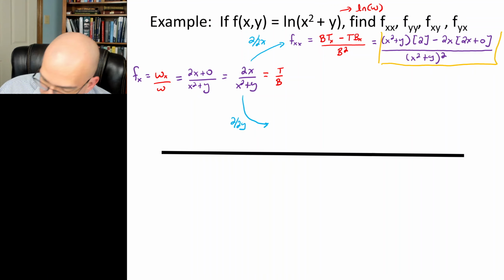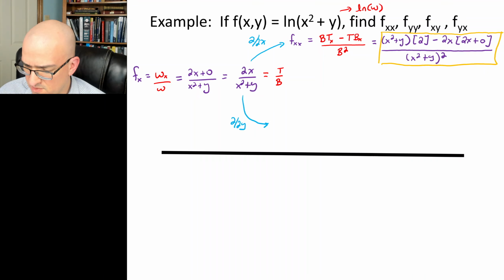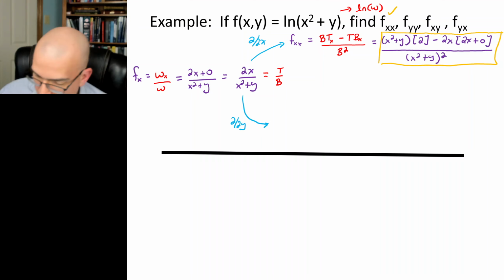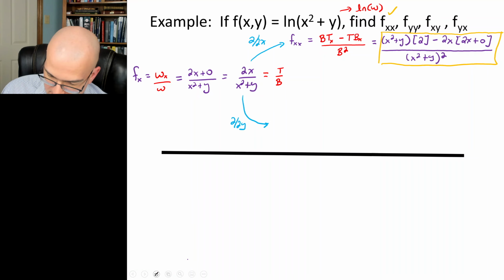I think something nice happens. You get a little bit of cancellations happening, but it doesn't get particularly beautiful when we're done. So I'm not going to waste time simplifying it. Okay, now the next one's very similar. When we take the y derivative of f sub x, that'll give us fxy.